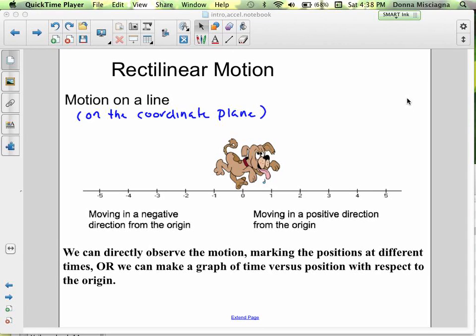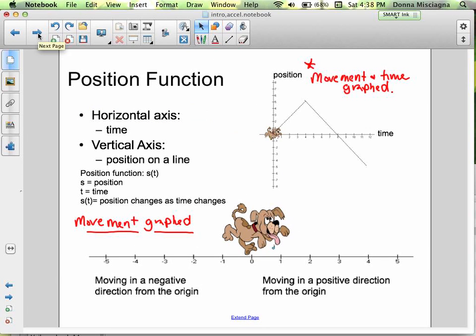We can directly observe the motion, marking the position at different times, or we can make a graph of time versus position with respect to the origin. So we have two graphs here. We have one that looks just at position, and we have one that looks at position and time. So we have a movement graph, which is the number line, and then we'll look at the coordinate plane where we have movement and time graph.